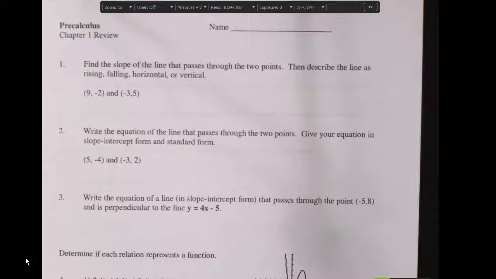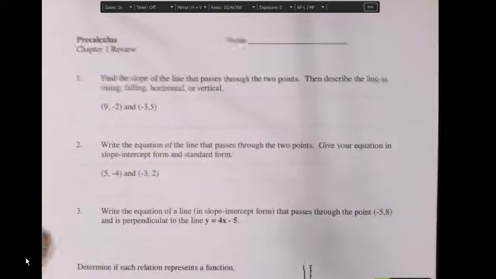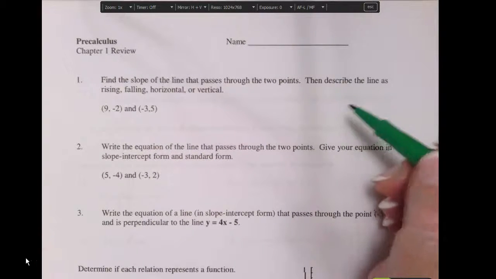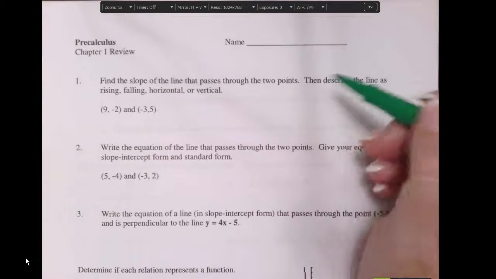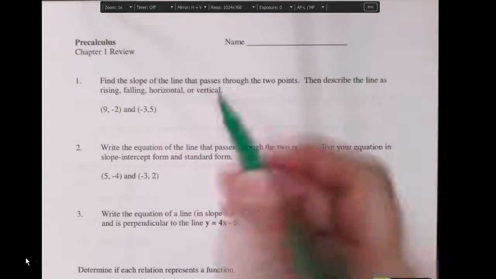Good morning, class. I was just about to make the answer key for this long-term review, and I thought I might as well film myself doing it, so I'll put this up on Thursday, the night before the test, so you can use it to review.